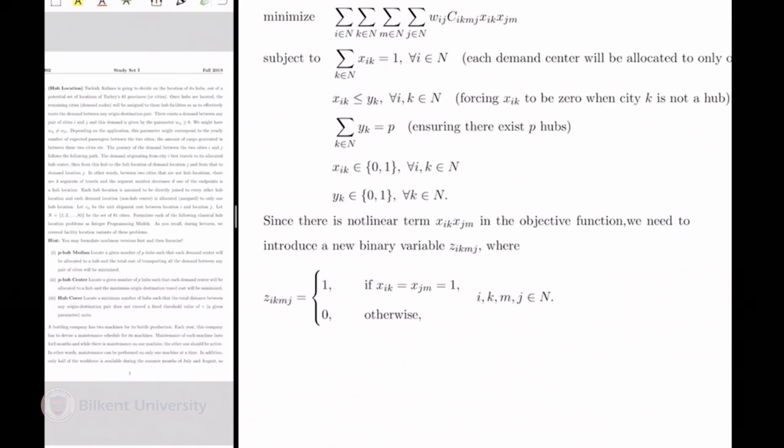And if i is connected to k, x_ik, and j is connected to hub m, x_jm. If both of them are connected, it would be a one value, otherwise it's going to be zero. So if I sum this up for all the three-part transportation routes, I'm going to have the total cost of transportation. And as you know, we want to minimize it, so that's why the objective function is minimization of that expression. Any confusion?